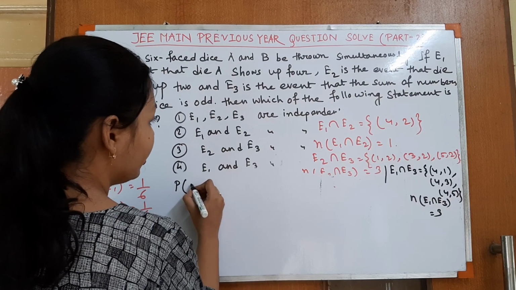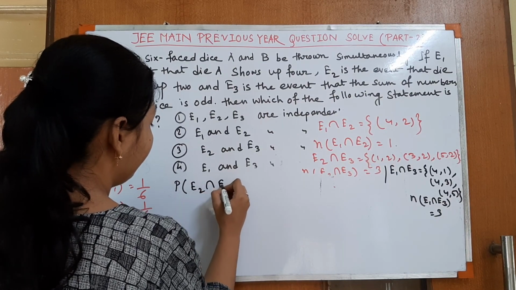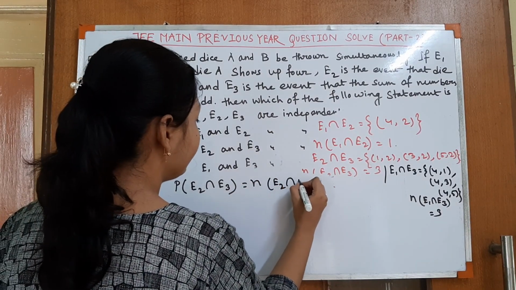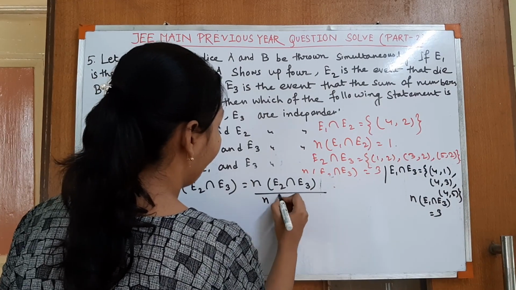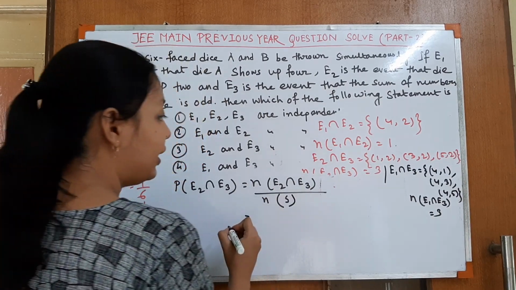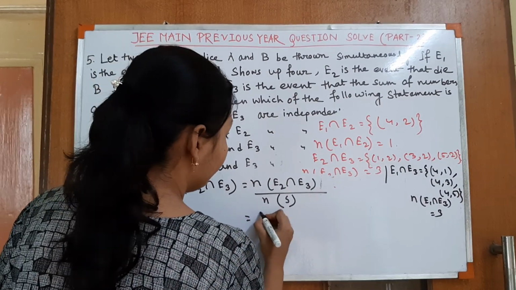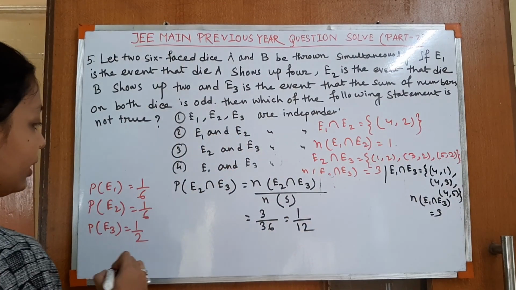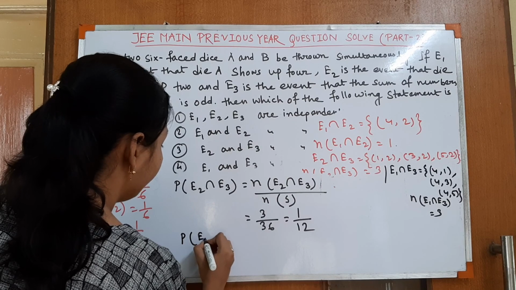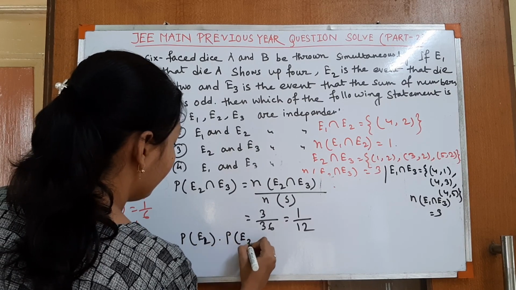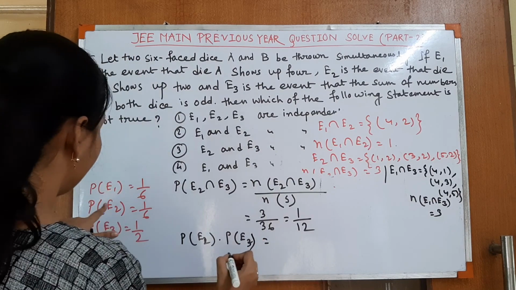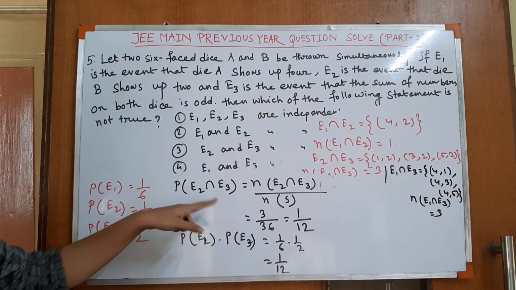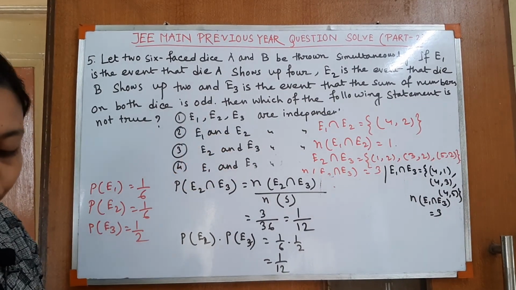Next, P of E2 intersection E3 means n of E2 intersection E3 by n of S. Then we get 3 by 36 equal to 1 by 12, and also P of E2 into P of E3 means 1 by 6 into 1 by 2, that is 1 by 12. So E2 and E3 are also independent, so these two cases are true.